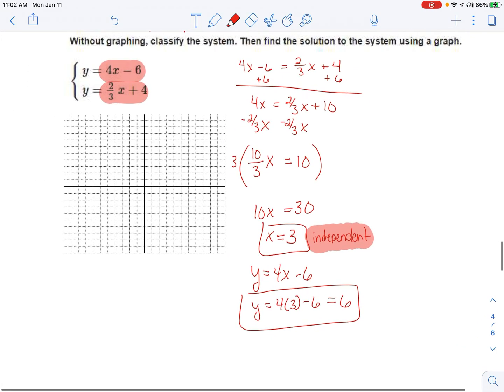Now it says go ahead and graph them and solve them. So they're both equal to y. I'll color code them for you. Maybe that would be helpful. I will do this one in blue. I'll do this one in green.